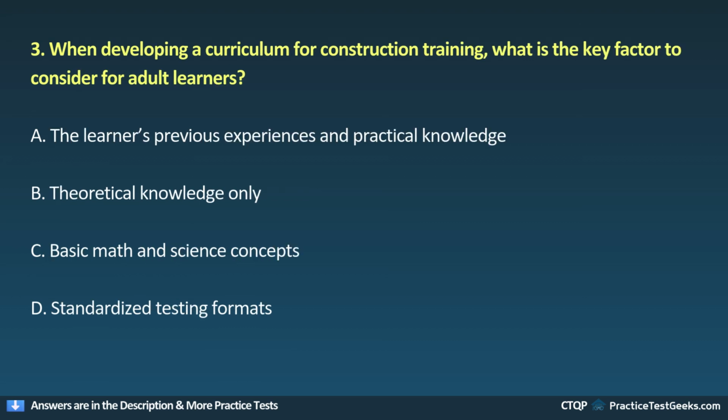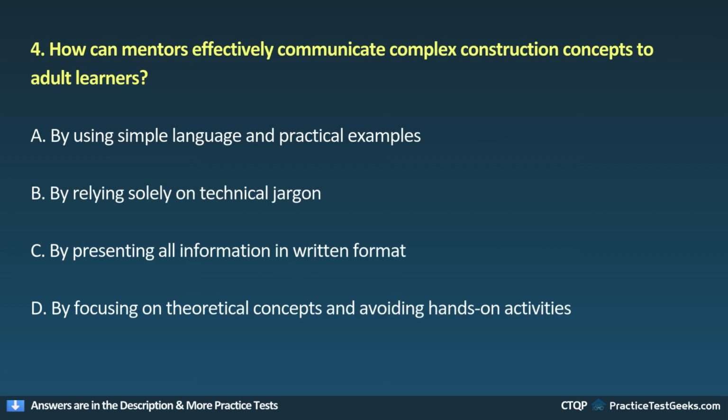3. When developing a curriculum for construction training, what is the key factor to consider for adult learners? A. The learner's previous experiences and practical knowledge. B. Theoretical knowledge only. C. Basic math and science concepts. D. Standardized testing formats.